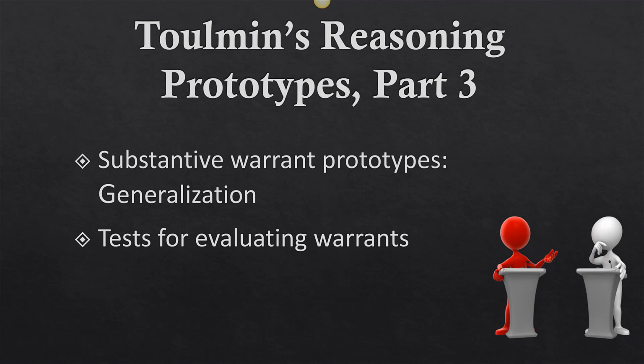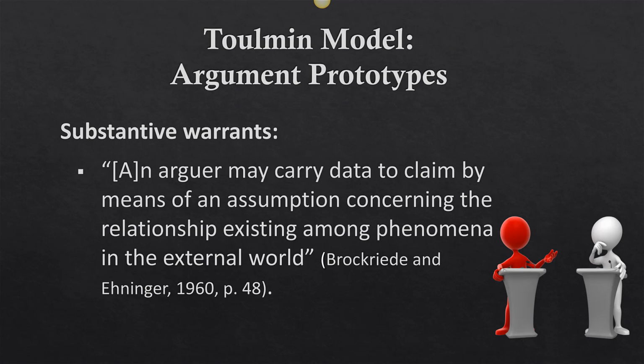What do we mean when we say that generalization is a substantive warrant prototype? In a substantive warrant, an argument may carry data to claim by means of an assumption concerning the relationship existing among phenomena in the external world. And these connections, these specific types of relationships, while in practice nearly infinite, can really be boiled down to a handful of typical moves, typical kinds of connections or relationships that we see over and over again. So for instance, in part 2 of this series, we took a look at argument from cause and argument from sign, very typical approaches to substantive reasoning.